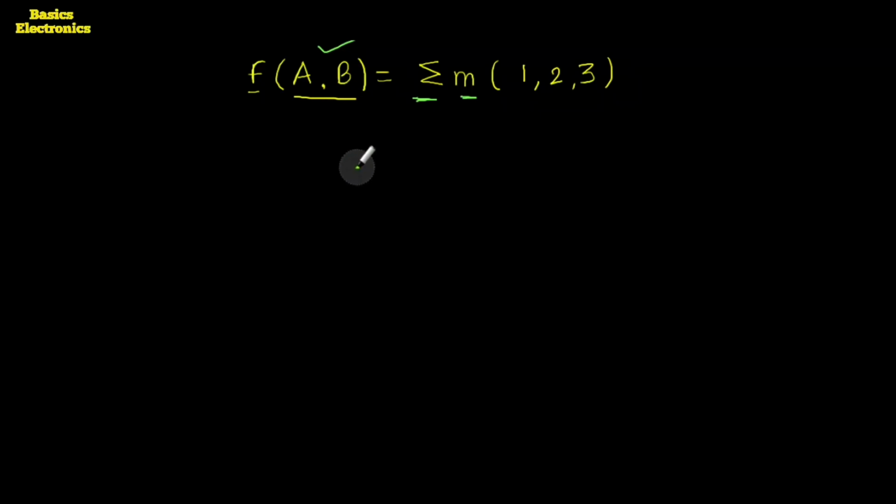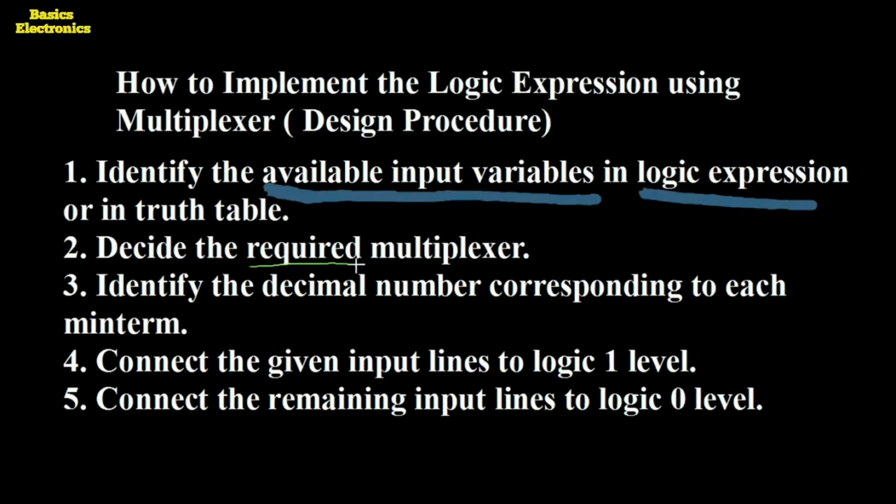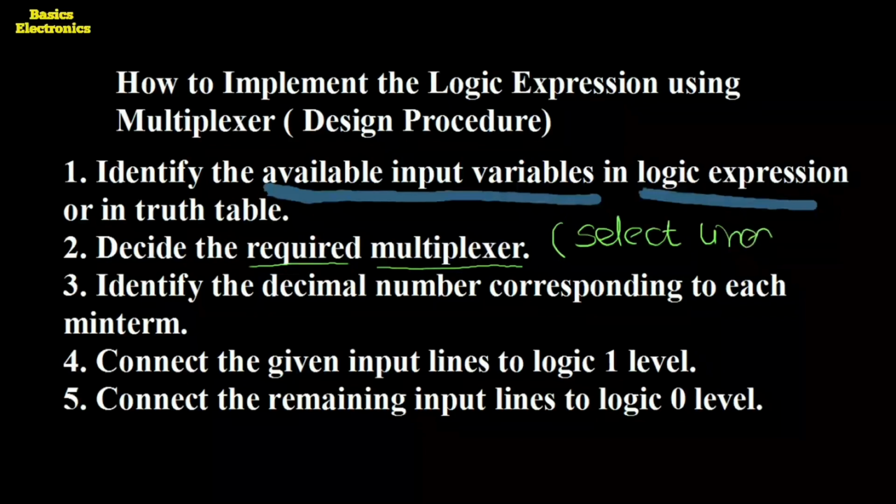We are considering this equation, function of a comma b, which means there are two input variables. Since the input variables are only two, we can decide the required multiplexer for the implementation of that logical equation. So we identify how many input variables there are. The input variables are applied at the select lines. Where are we going to apply them? We are going to apply them to the select lines.